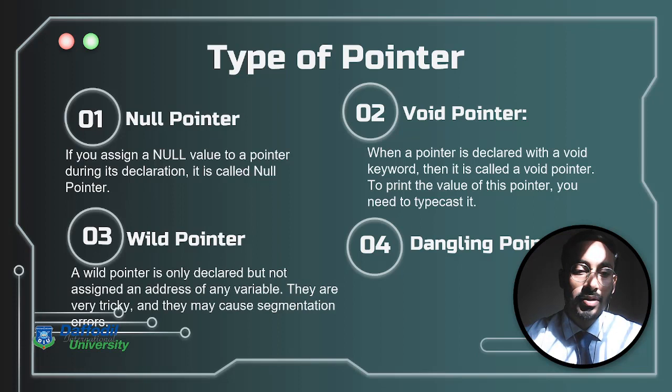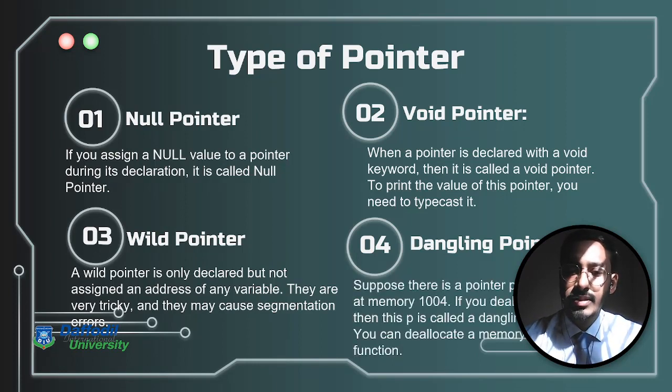Wild pointer. Basically, a wild pointer is only declared but not assigned the address of any variable. They are very tricky and they may cause segmentation errors. Dangling pointer. Suppose there is a pointer P pointing at a variable at memory 1004. If you deallocate this memory, then this P is called a dangling pointer. You can deallocate a memory using the free function.